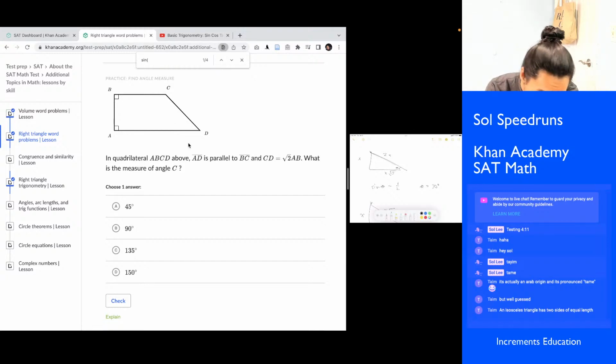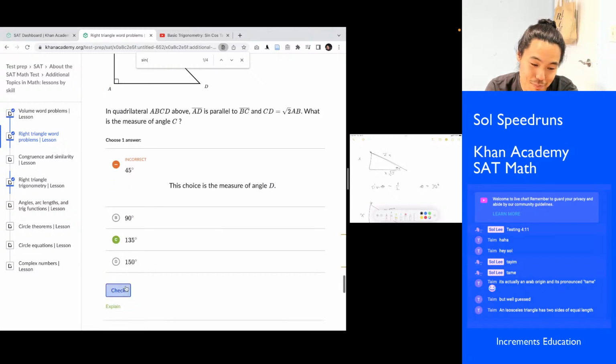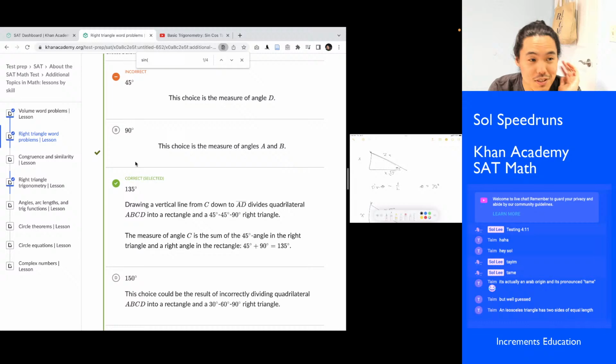A, B, C. CD is root of AB. Okay, that makes sense. So that means that this is a triangle. So this is equal to BC plus AB. And this is 90 plus 45. Oh, sorry, 90 plus 45. I'm being stupid. 90 plus 45.